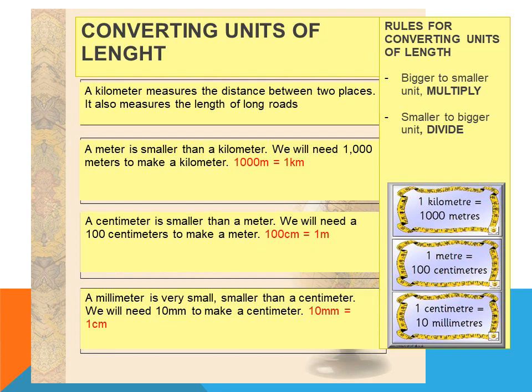Now, what is an example of a bigger unit and a smaller unit? For example, a millimeter is smaller than a centimeter. If we're converting from millimeter to centimeter, we're converting from a small unit to a big unit. So what do we do? We divide. But if we were converting from centimeter to millimeter, we're converting from a big unit to a small unit, so we multiply. Now you will understand better in the next slide. Let's go ahead.